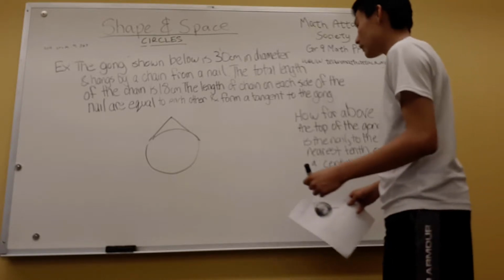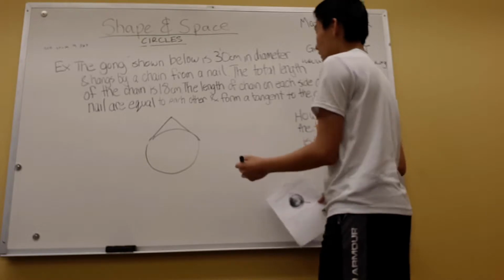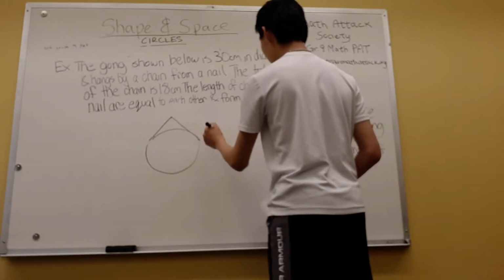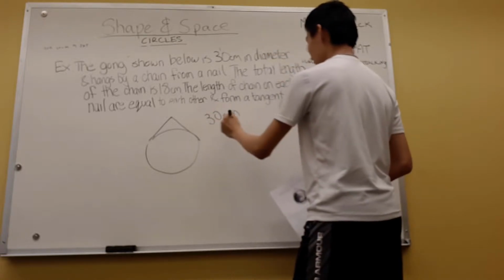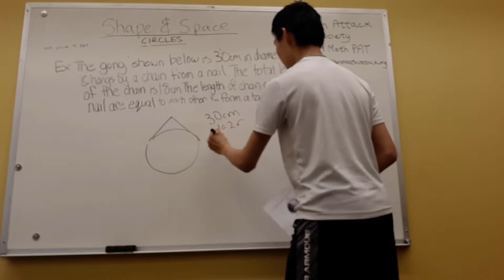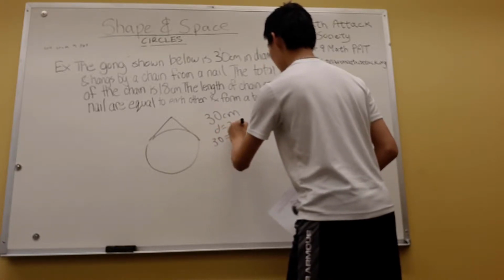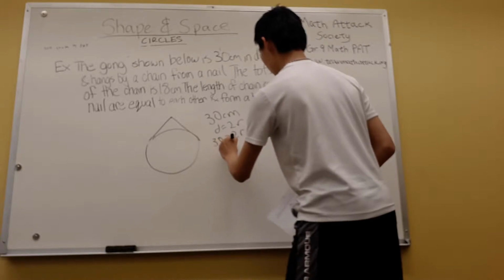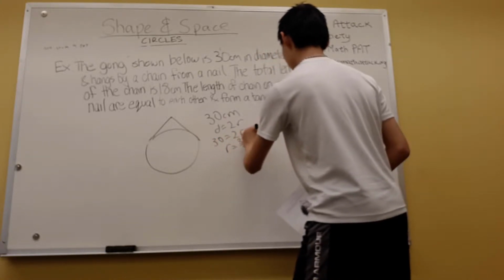So let's use the information that we're given and apply it to the problem. 30 centimeters in diameter, and diameter equals 2 radius, right? So that means 30 centimeters equals 2r. So r equals 30 divided by 2, which equals 15 centimeters.